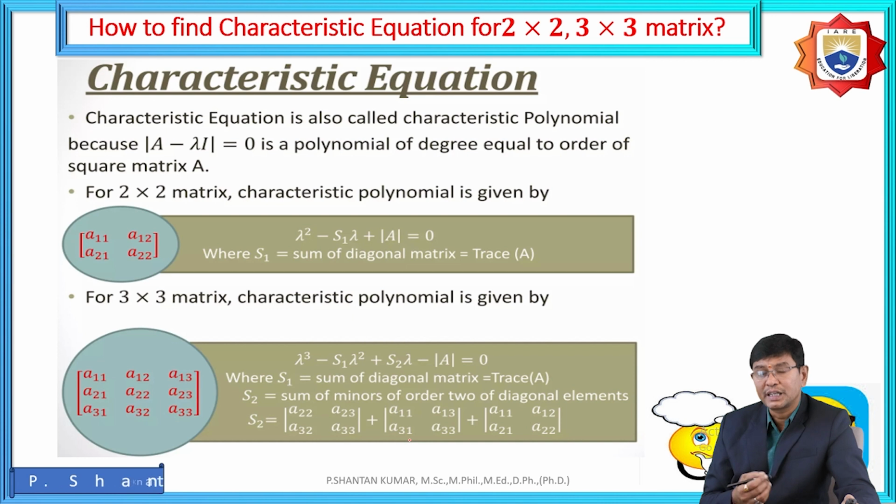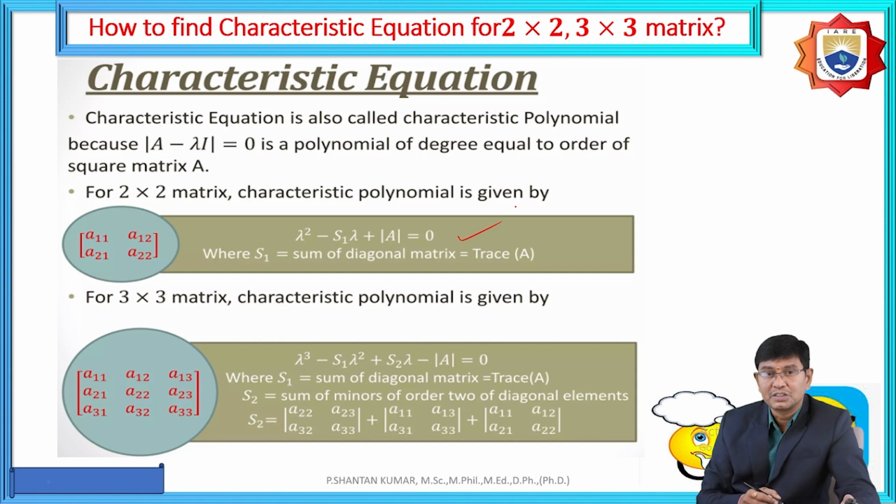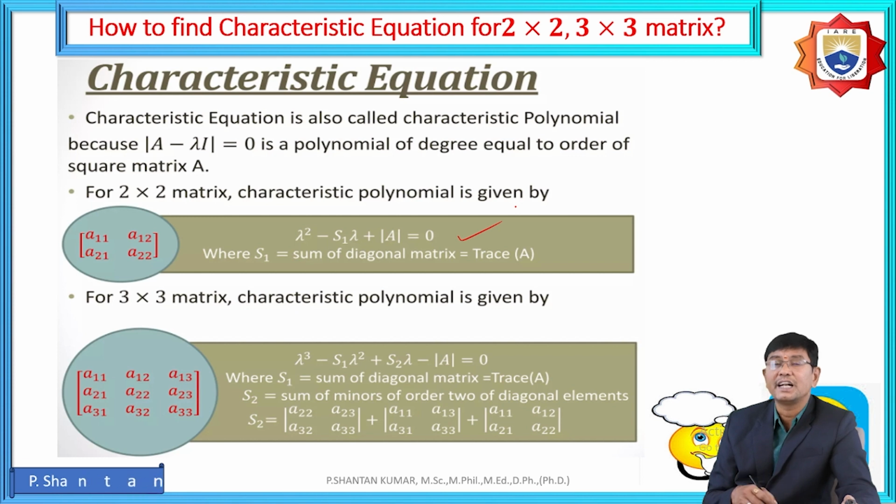For the second order, it is lambda square minus s1 lambda plus s2. Moreover, s1 is clearly given as the sum of the principal diagonal elements, which is sometimes called the trace of the matrix. And s2 is nothing but the determinant of the matrix. S2 is nothing but the determinant of the given matrix.